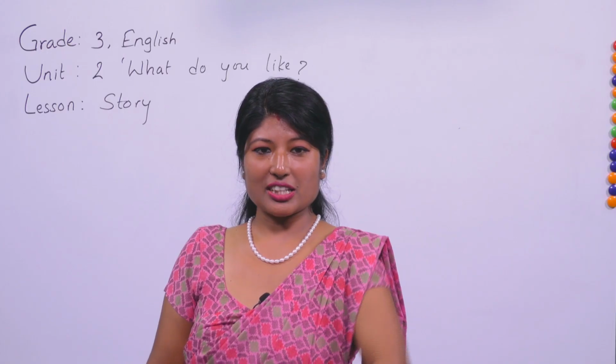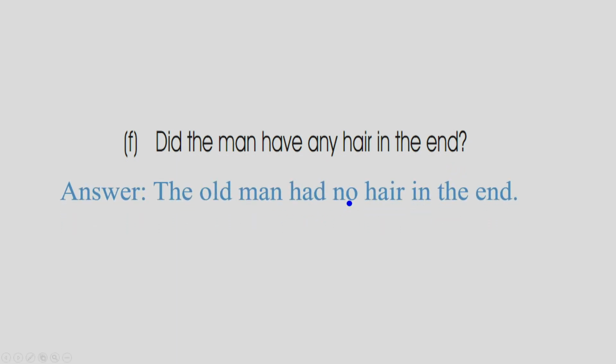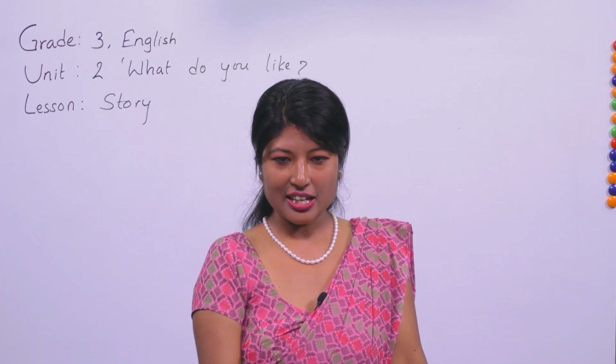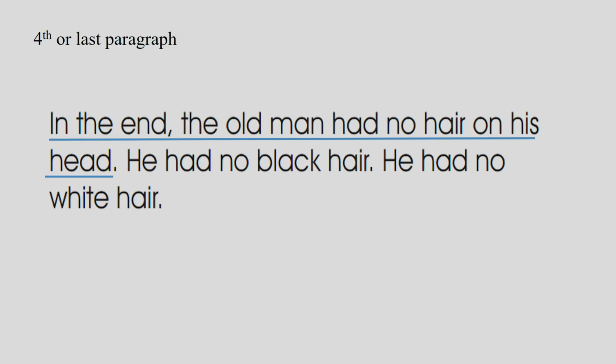So one more question left. This is the last one. Did the man have any hair in the end? Was there any hair in the end? The answer is the old man had no hair in the end. He became bald, and bald is called taklu in Nepali, right? Okay, that's fine. Now let's move to the next exercise. This answer is in the first paragraph, first line.